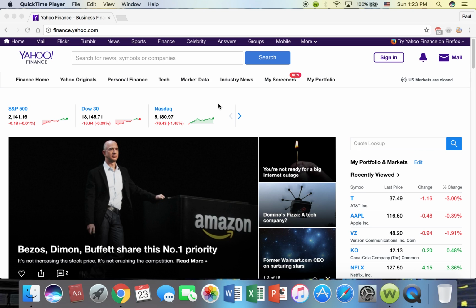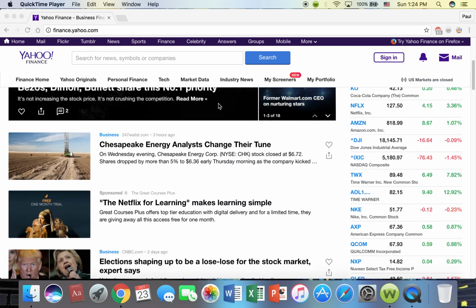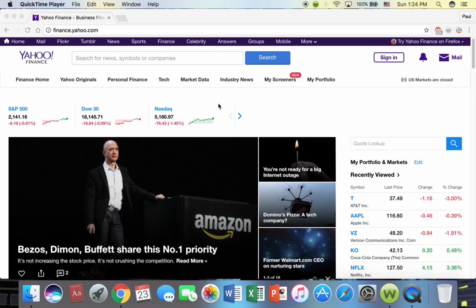This is Paul. Today we're going to be looking at Yahoo Finance and how to use it. So this is the front page of Yahoo Finance. As you can see, there's quite a lot of stuff on here. The top three up here are the big signatures of the stock market. The amount they go up and down is generally how well the market is doing in general.